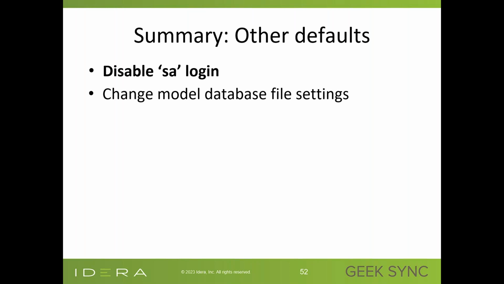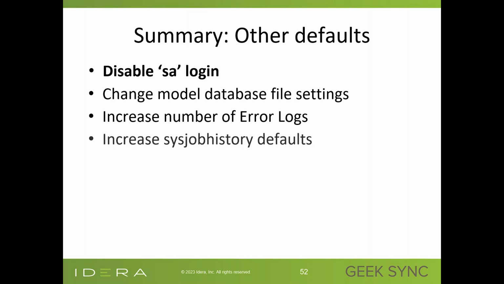Change the model database settings so that we can control file growth and hopefully don't have a large amount of VLFs in our data and log files. We're going to increase the number of error log files that we can see so that we have more of a history of whatever is going wrong in SQL Server, and we'll change the job history default so we can see more job history as well.